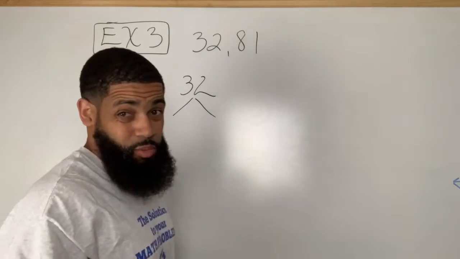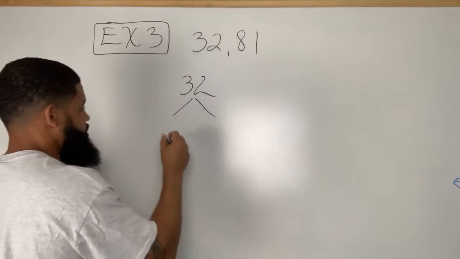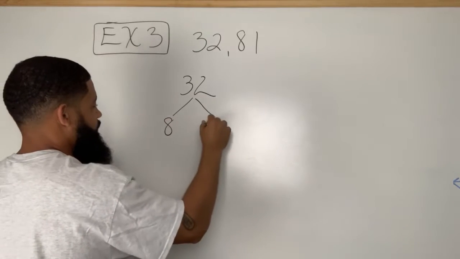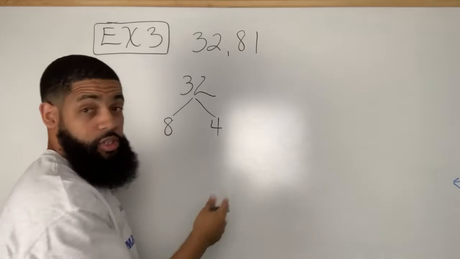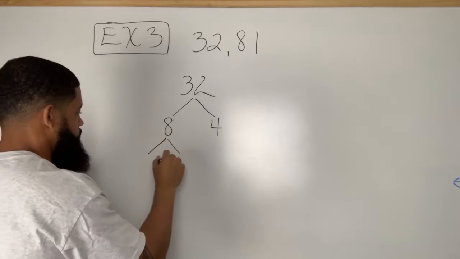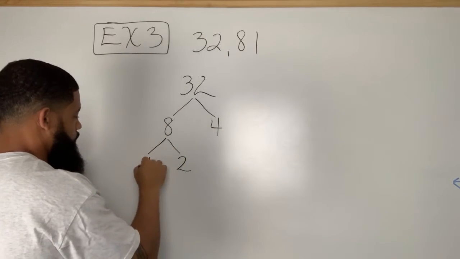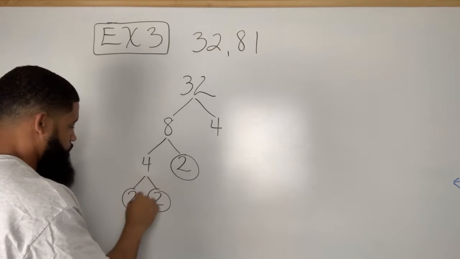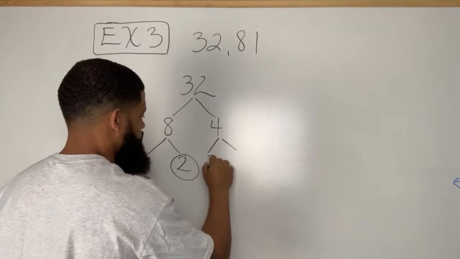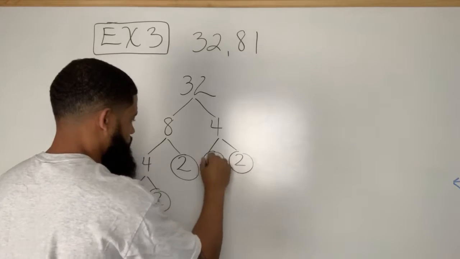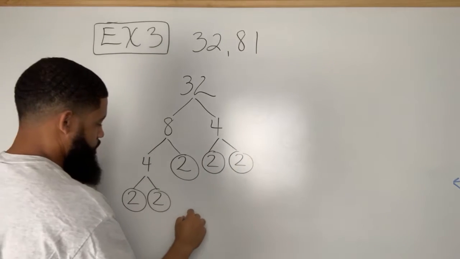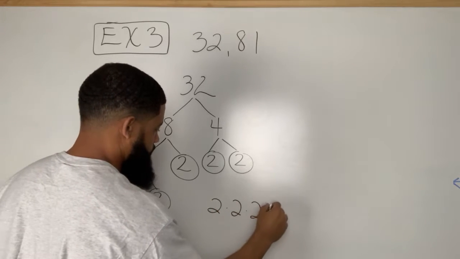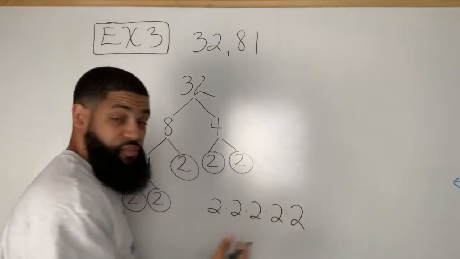Still multiple ways you can do this. 16 times 2. But let's do 8 times 4 is equal to 32. Both of these are composite, so let's break them down. So this is 2 times 4, prime, 2 and 2. All right, and then here, 2 and 2. So the prime factorization of this one is 2 times 2 times 2 times 2 times 2. So 2 to the 5th power.